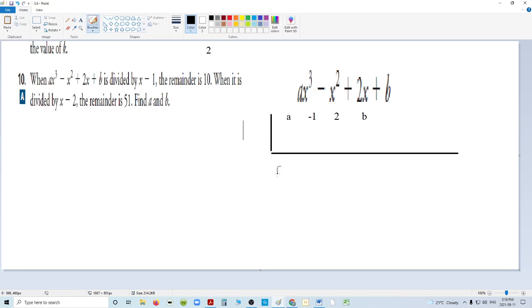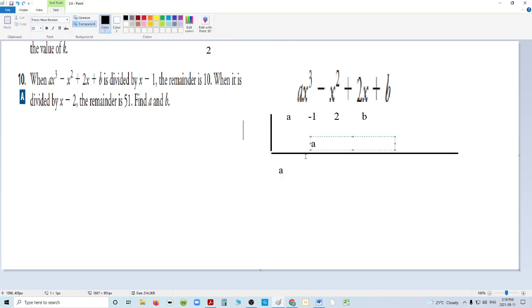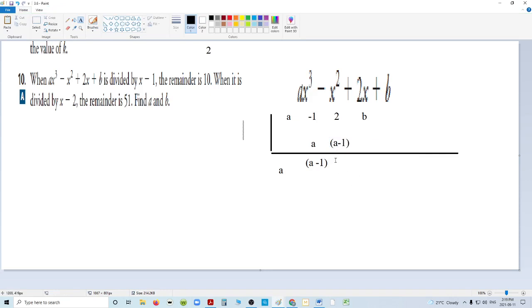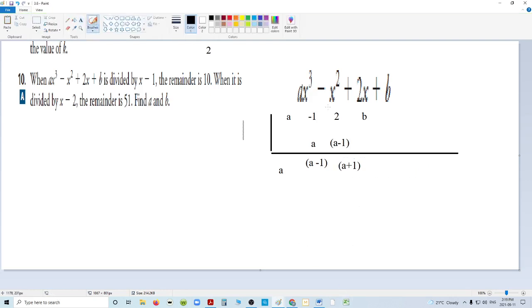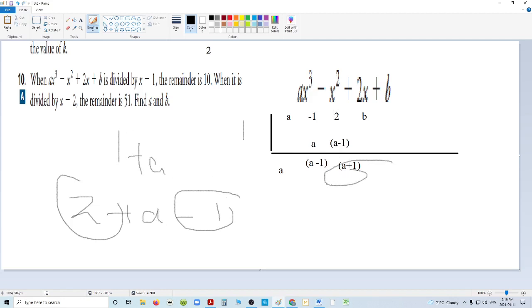So I bring the a down. What's a times 1? A. What's minus 1 plus a? Well, it's the same as a plus minus 1, which is a minus 1. When I multiply that by 1 over here, I get a minus 1. What's 2 plus a minus 1? Well, it becomes a plus 1. If you can't see how I came up with that, just remember that in synthetic division you're always adding these, where essentially it's 2 plus a minus 1. The only common numbers are here. So it becomes 1 plus a, but I like putting my a first.